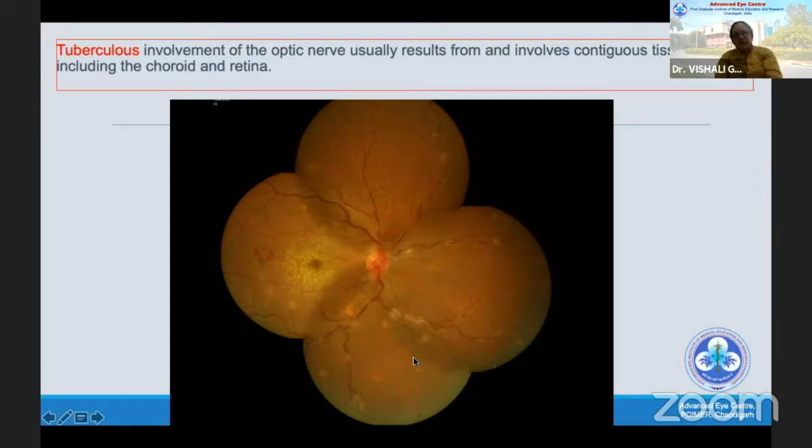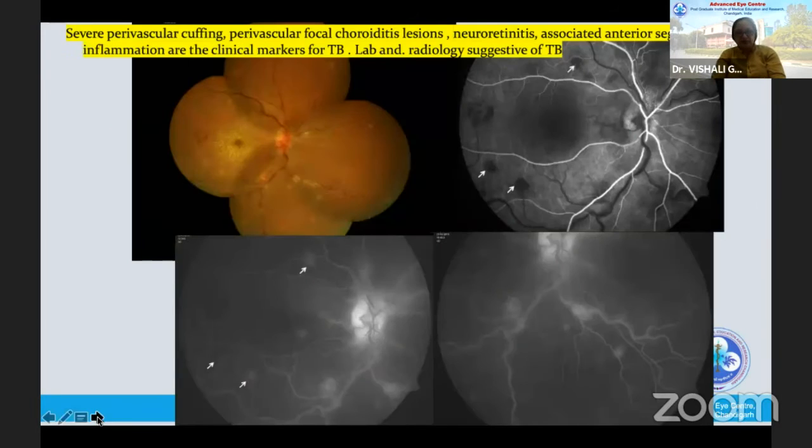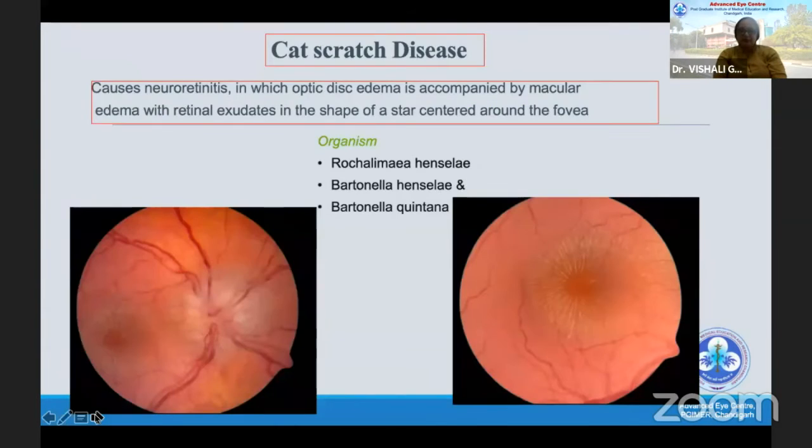So once you see this, this is very typical, either TB or sarcoid, but I'm not discussing sarcoid. So think about tuberculosis in these situations. You do the fluorescein and these spots will show beautifully as hyper to hyper, and you know what you are dealing with is not just simple optic neuritis, and you go ahead with the lab investigations.